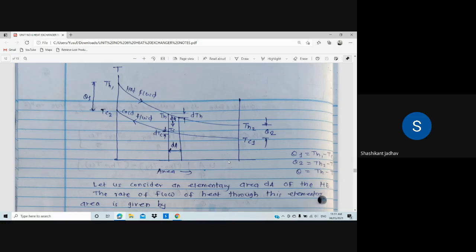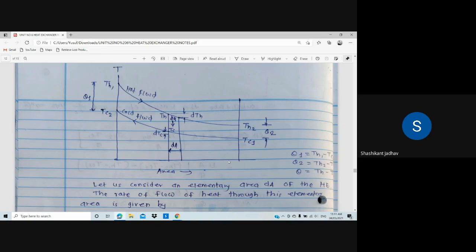इथं काय होणार आहे, हॉट फ्लुइडचं टेम्परेचर कमी होणार आहे आणि कोल्ड फ्लुइडचं टेम्परेचर काय होणार आहे, इन्क्रीज होणार आहे. पण कुठल्या डायरेक्शनला कोल्ड फ्लुइडचं टेम्परेचर इन्क्रीज होणार आहे, फ्रॉम दी राईट हँड साइड टू दी लेफ्ट हँड साइड the temperature of the cold fluid increases. And the hot fluid is moving from the left hand side to the right hand side. So for that particular direction, hot fluid temperature reduces. Okay, so this is the graphical representation.